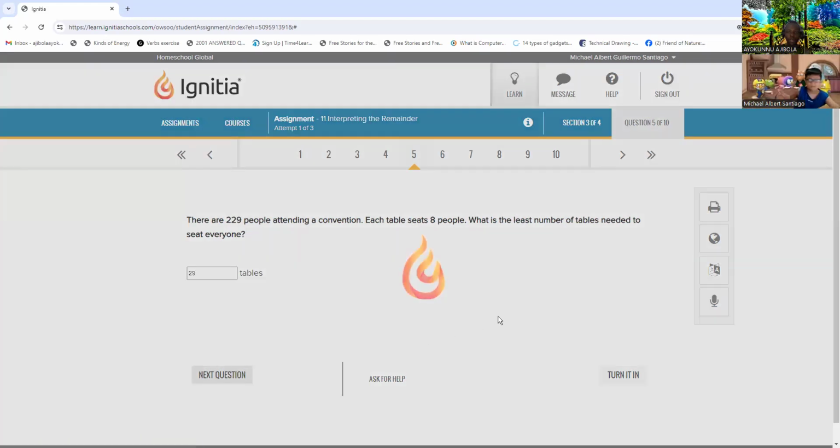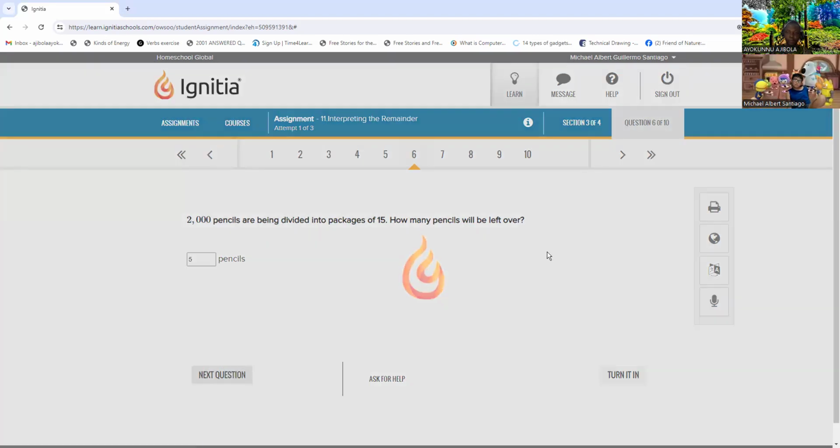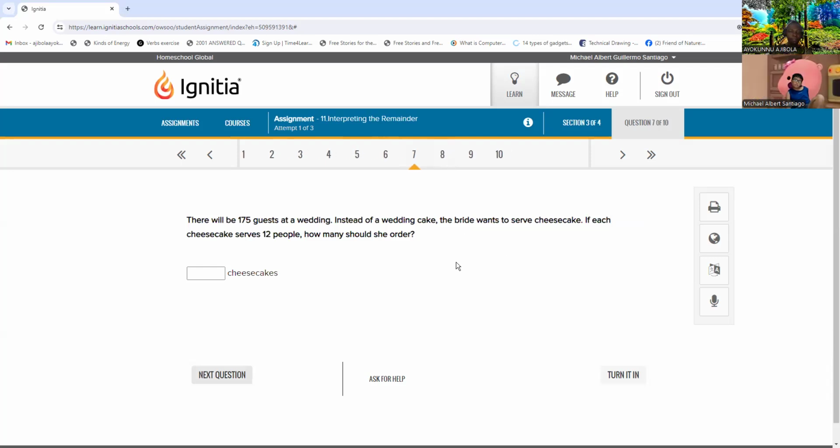Then the next question: 2,000 pencils are being divided into 15 packages. How many pencils will be left over? We are dividing 2,000 by 15, so we have 133. So what is 133 times 15? Then we'll take it away from 2,000 to know the remainder. We have 1,995. So we take it away from 2,000, and we have just 5 pencils left over. Is that clear, Miggy? Yes.